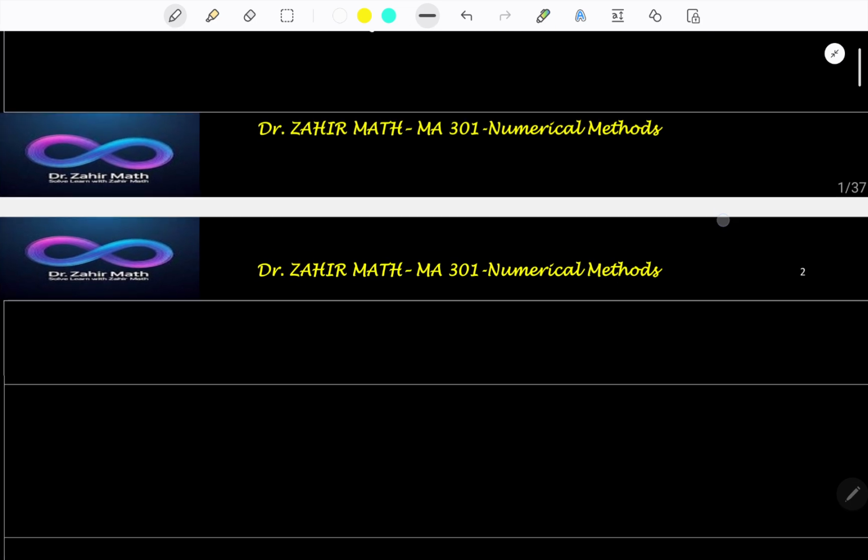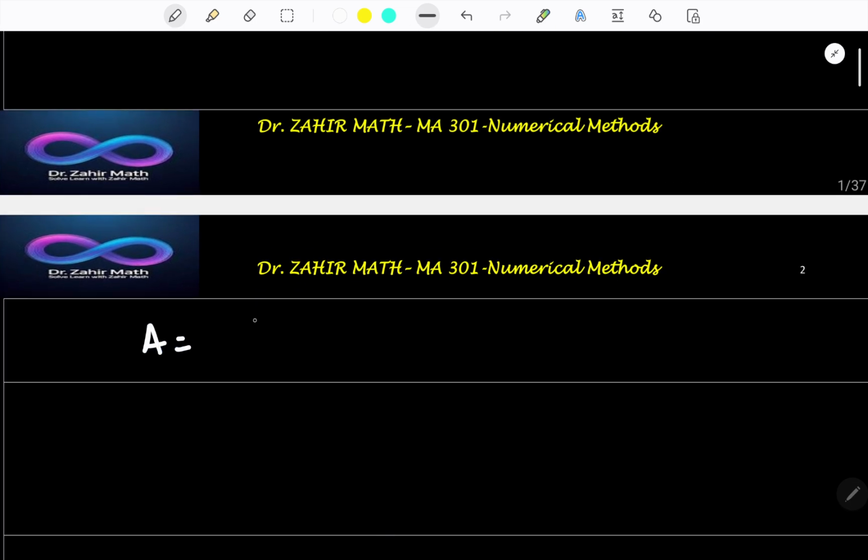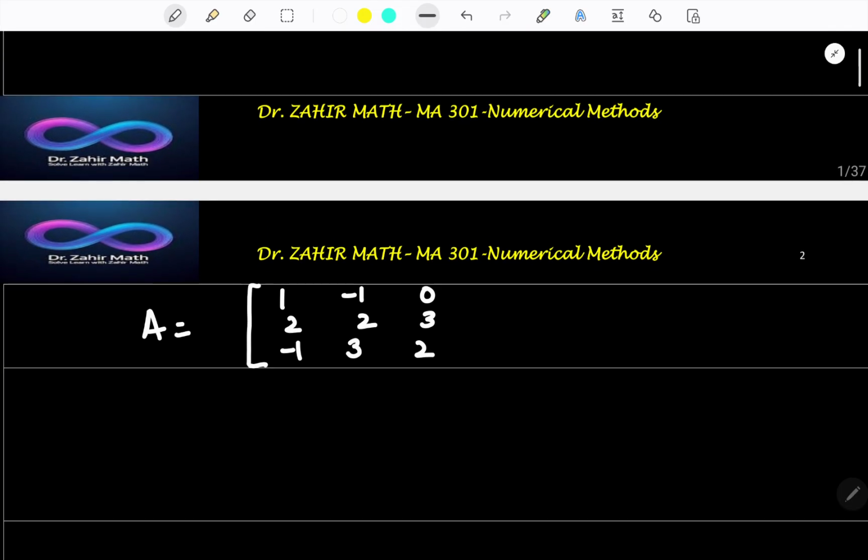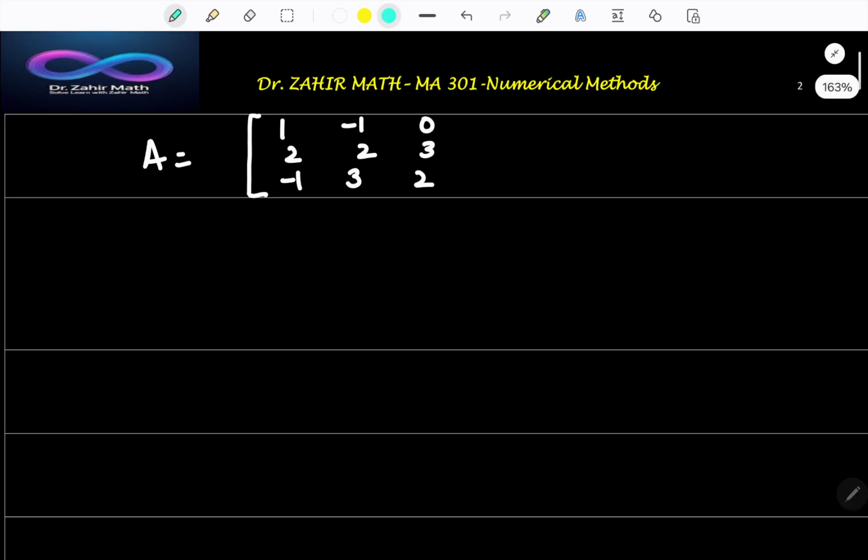Let me write. So A is equal to the matrix [1, -1, 0; 2, 2, 3; -1, 3, 2]. What did I say is the first step? Write the matrix with the identity matrix on the right hand side. The identity matrix is [1, 0, 0; 0, 1, 0; 0, 0, 1]. You are going to take it like that. Clear, all of you?